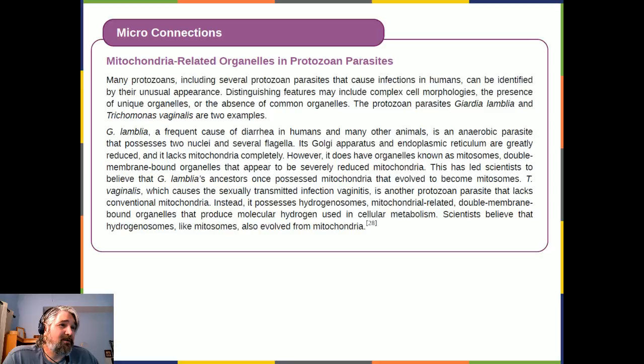Meanwhile, Trichomonas vaginalis, which causes vaginitis, is another protozoan parasite that lacks conventional mitochondria. Instead, it has hydrogenosomes, mitochondria-related double membrane-bound organelles that produce molecular hydrogen used in cellular metabolism. So again, the thought is that these also originated as mitochondria ancestrally and have changed over time.